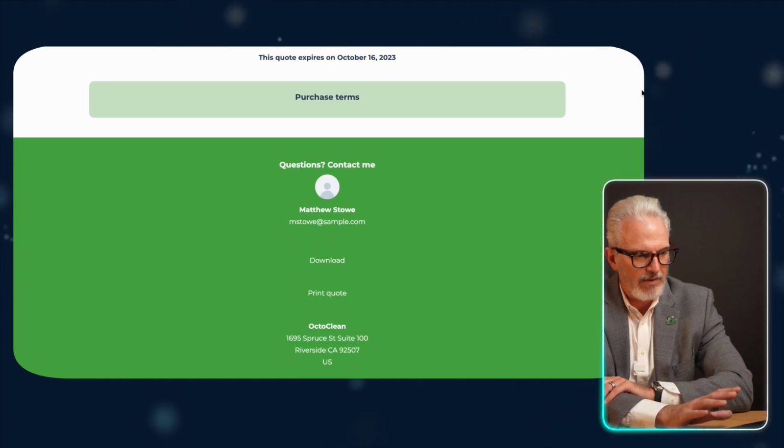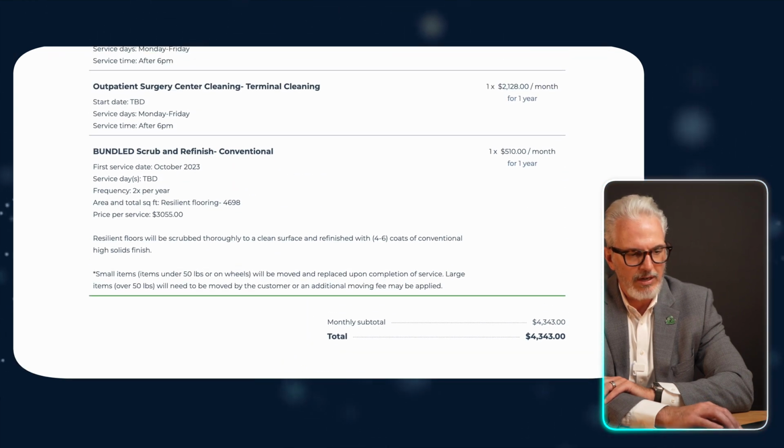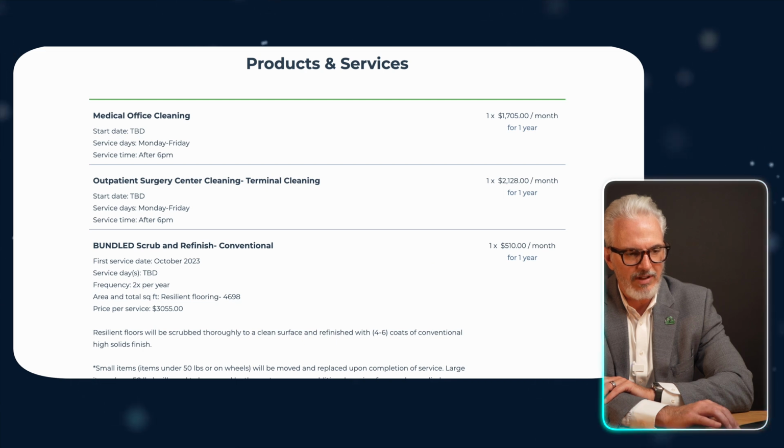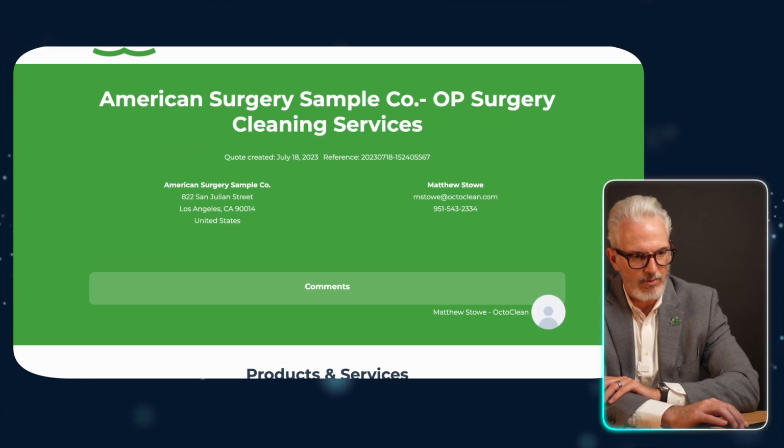This is a great way for you to present it to a customer so that they're clear on exactly what they're paying for. Instead of just giving them one big number on the bottom, you're breaking it up so that they understand what the total value is of the services that they're going to receive.